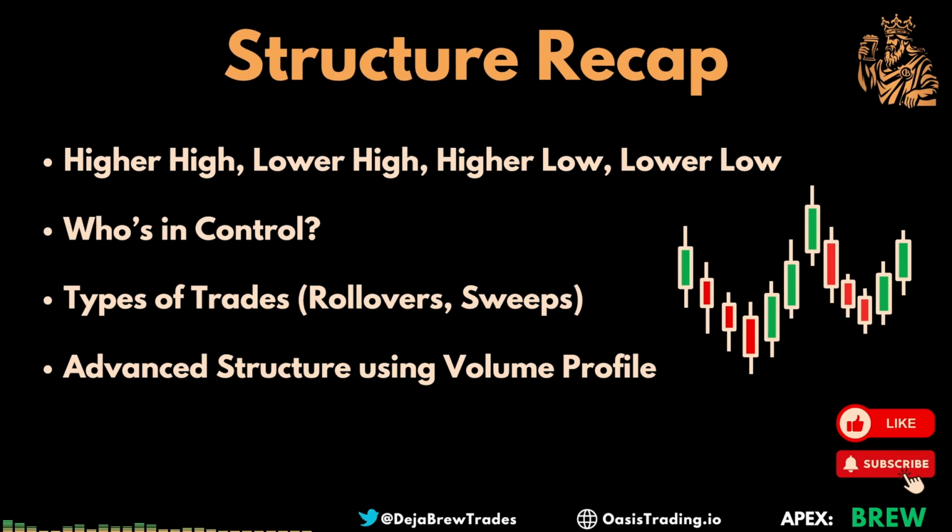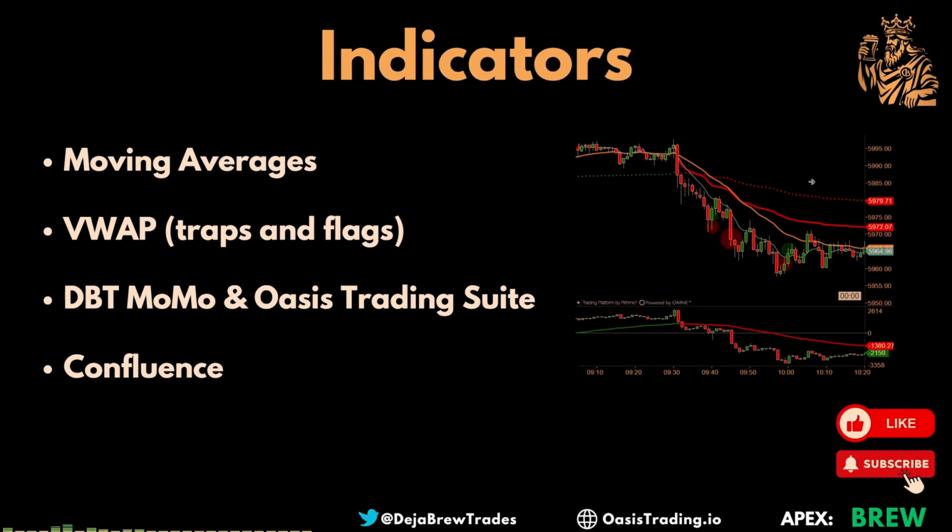So starting with a recap from last video, we talked about market structure. We talked about higher highs, higher lows, lower lows, who's in control, types of trades you can take with this market structure, like rollovers, sweeps, that sort of thing. We also talked about some advanced structure using volume profile, which will make more sense once we get into the volume profile series after this episode. So in today's episode, we're going to be talking about indicators: moving averages, VWAP, traps and flags, DBT MoMo, and the Oasis trading suite, and how you can use all this as confluence in your trading.